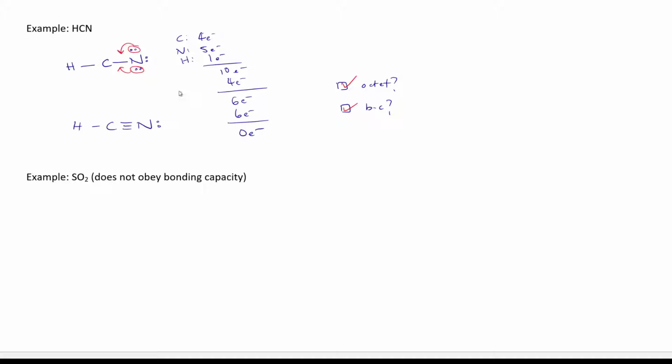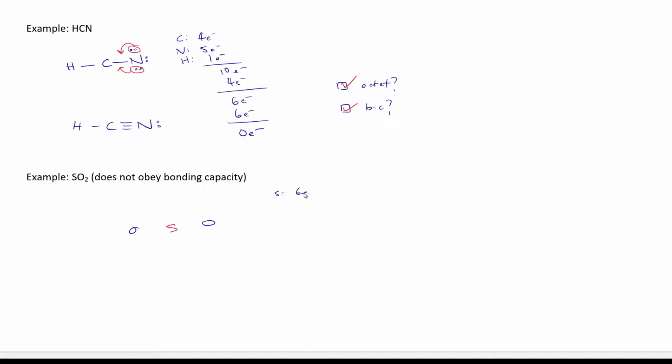The last one is sulfur dioxide. And I've given this to you guys as basically a reach ahead for next year. There are some compounds and some atoms that do not obey their bonding capacity, and there's no other way for them to bond but to break their bonding capacity. So in this case, what we do is we put sulfur in the middle, and then we put oxygens around it. Okay. We count up the electrons.